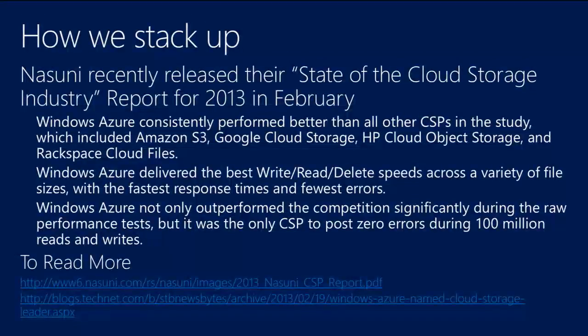Two quick things to highlight there. Azure had the best read, write, delete speeds across a variety of sizes with the fastest response time and fewest errors. The one we're really proud of is the bottom. Azure not only outperformed the competition, but was the only provider to post 0 errors during 100 million reads and writes. So we actually have multiple levels of redundancy throughout the system. And actually, the DFS layer has data scrubbers just to look for bit rot, things like that. We take data integrity very seriously. So there's a lot of information there. I'd recommend looking at that report.